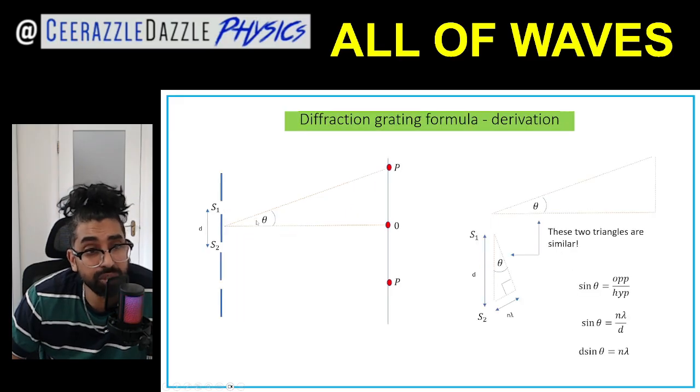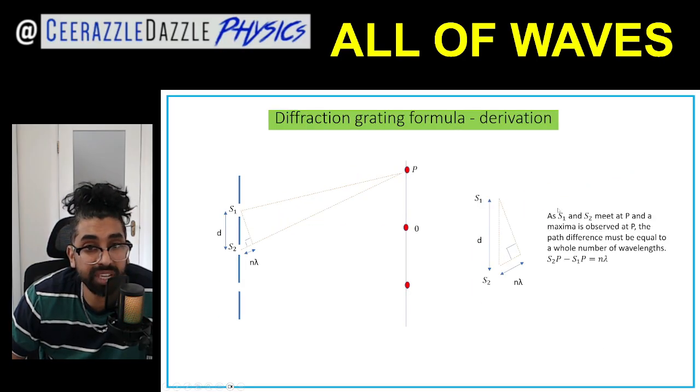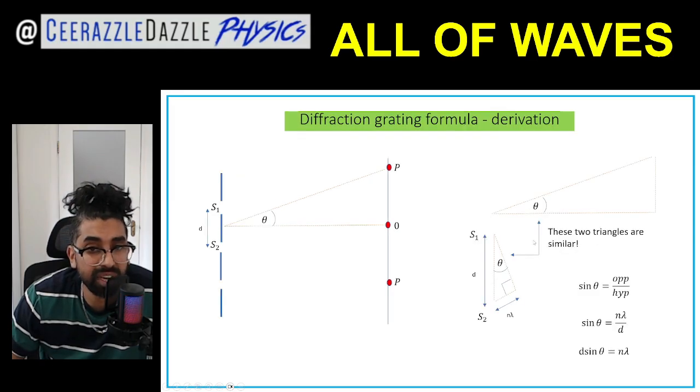Now from here we can actually talk about the angle between the central maximum and the first maximum adjacent to it. If I drop this line across, this value of theta is the same as this value of theta, this one right here. These two values of theta are the same because these two triangles are similar to each other. You can pause the video and check yourself, both these triangles are the same.